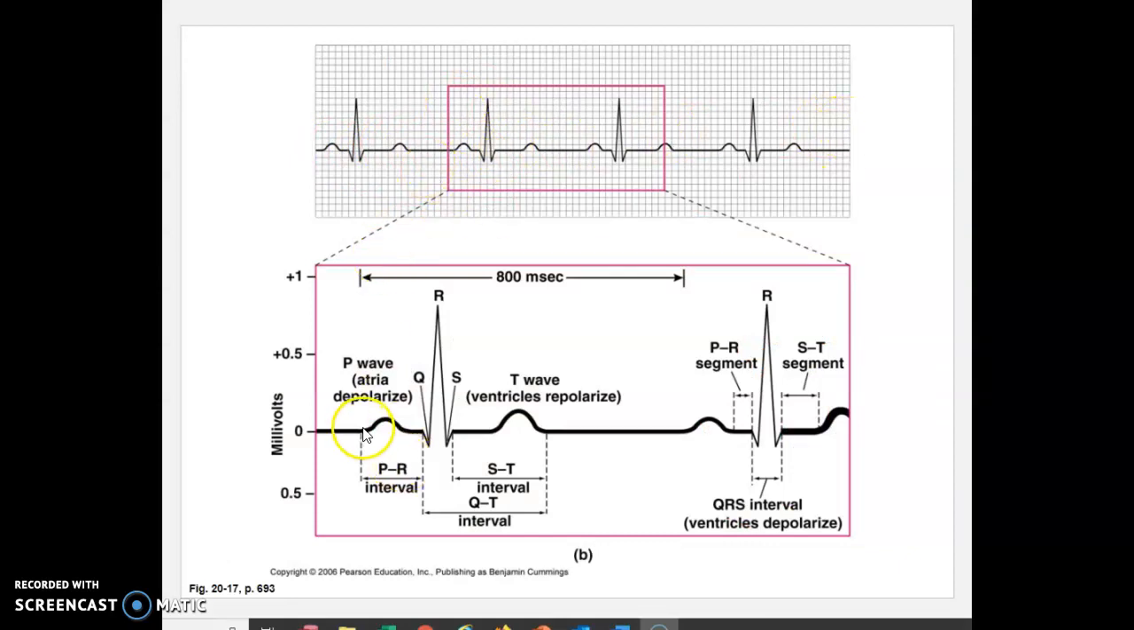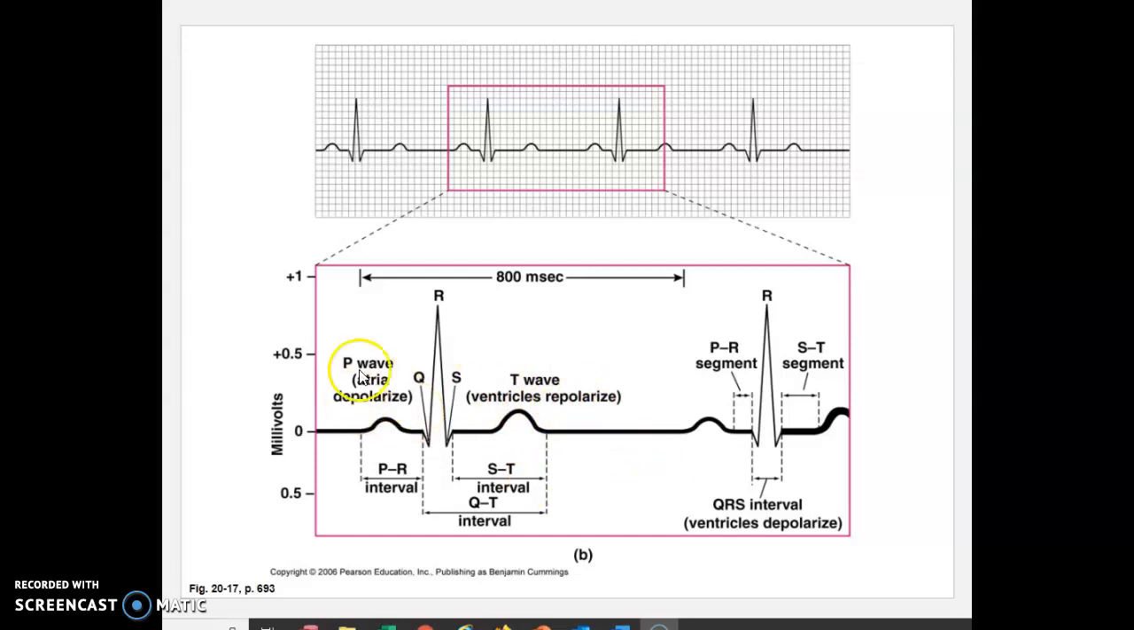Okay, here we actually see our P wave, which is what occurs in atrial depolarization, back when the signal's moving from the SA node to the AV node. Here we have our QRS wave, which is our ventricular depolarization as the signal moves down through the ventricles. Here we have our T wave, which is the signal we can read when our ventricles repolarize.